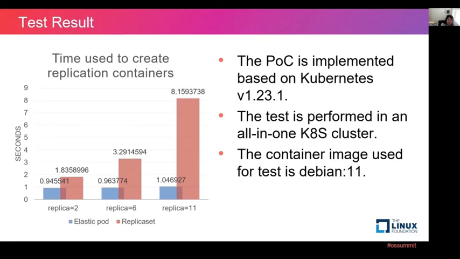The data fluctuates around 1 second because Kubernetes tracks the container status every 1 second. The default release interval deeply impacts the startup latency here. In contrast, when using the replica set method, the time consumption increases rapidly when the replica goes up. In comparison, the elastic pod method dramatically cuts down the time to replicate the container, especially when the replica value is very large.